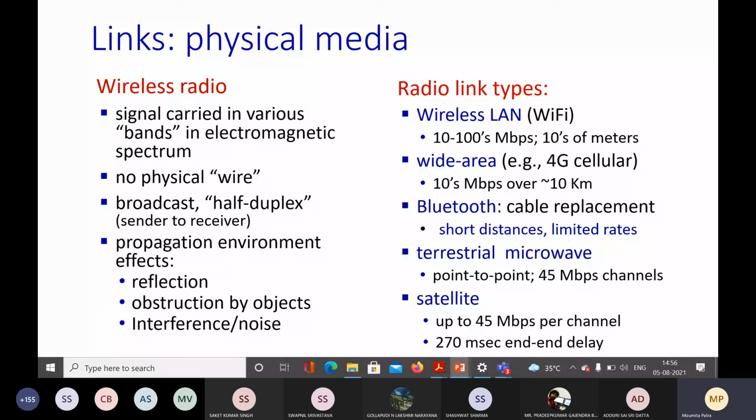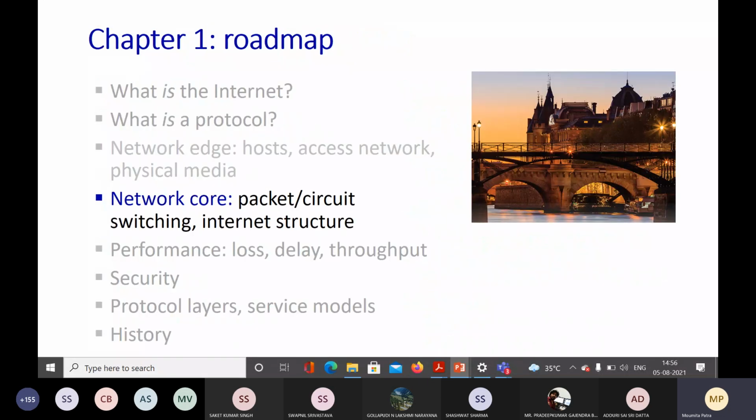All right, so fine. I think I don't have time now. It's already 2:56, so I will not start the next part of this course, which is packet switching and circuit switching. We will start that in the next class. If anybody has any questions, you can ask me now.